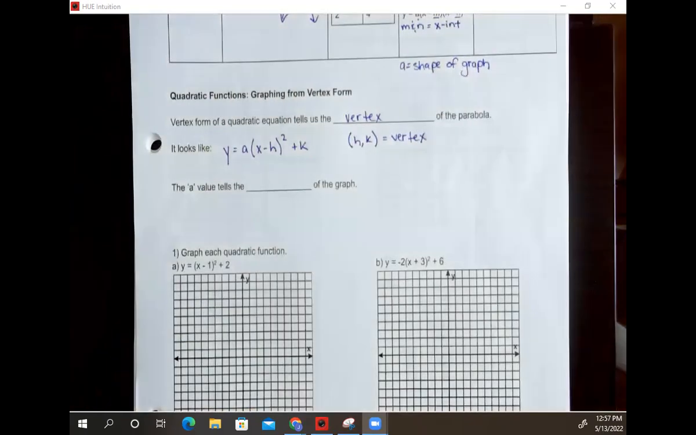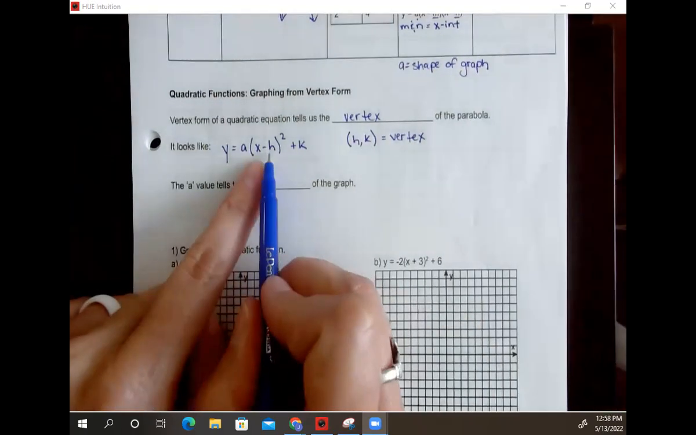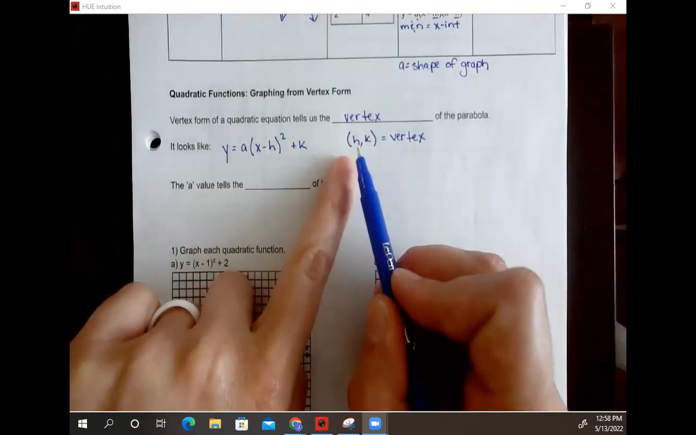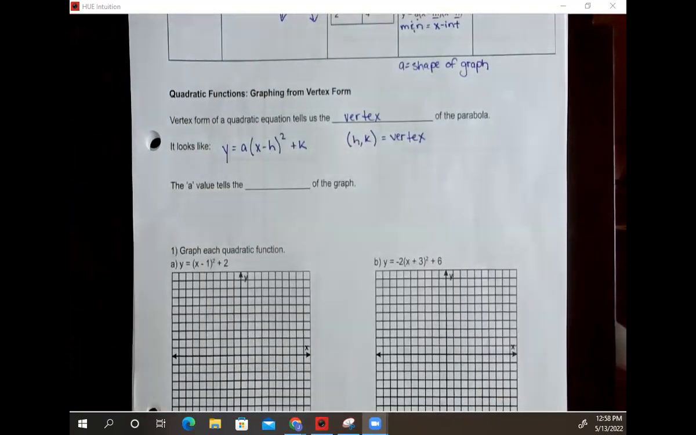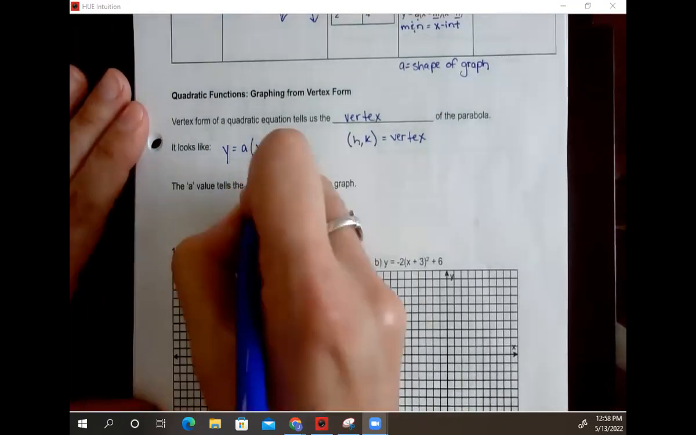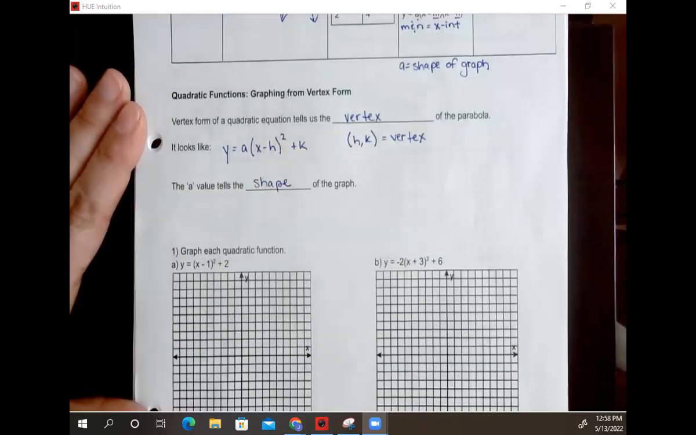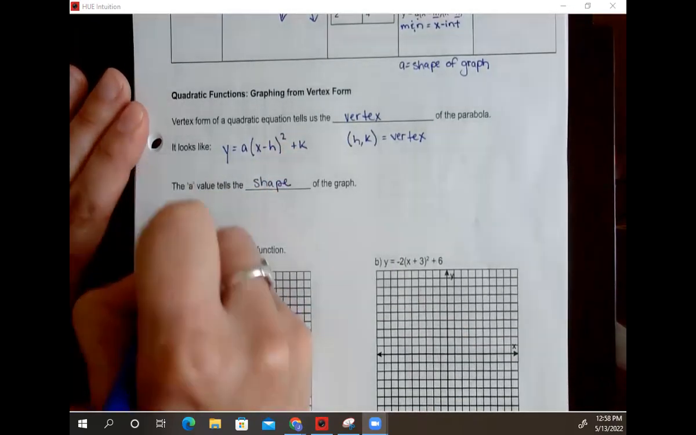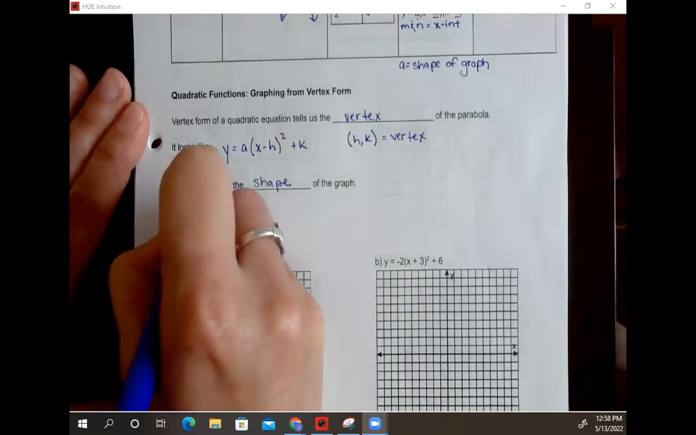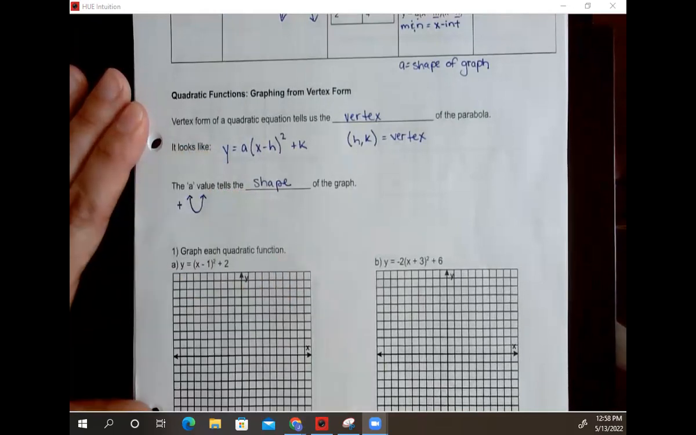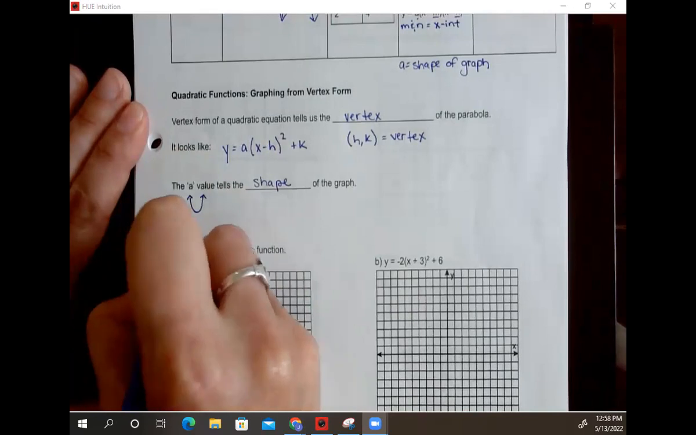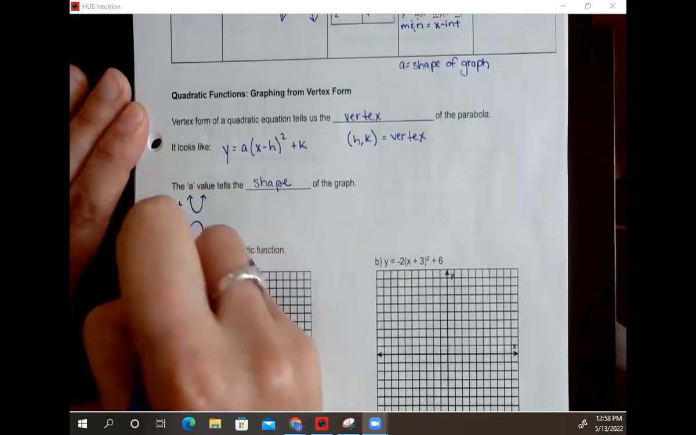Just like with point slope form, whatever sign I see here for h, it will be the opposite when I actually give those coordinates. And then again, the a value, that lead coefficient, tells us the shape of our graph. When our a value is positive, our parabola opens up. When our a value is negative, our parabola opens down.